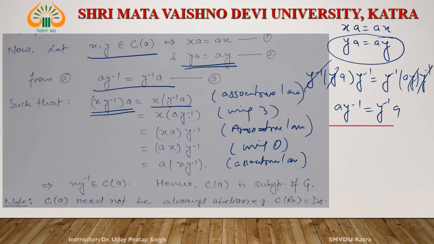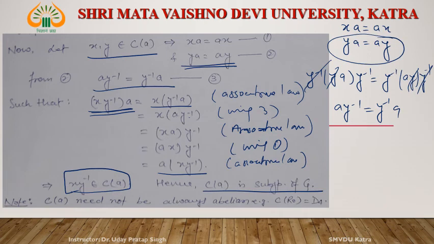This is a x y inverse. Now xy inverse a is equal to a xy inverse. It means xy inverse is in the centralizer of a, since xy inverse is an element which satisfies the commutative law with a. Hence CA is a subgroup of G. Okay.